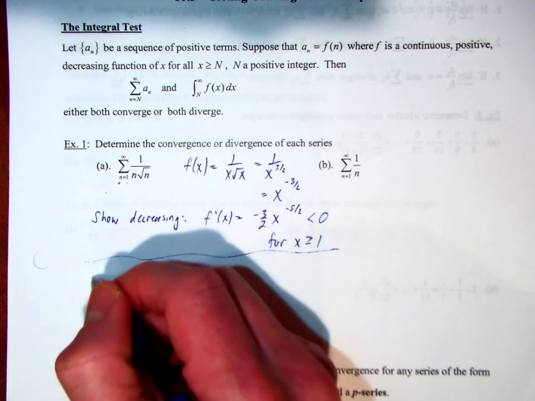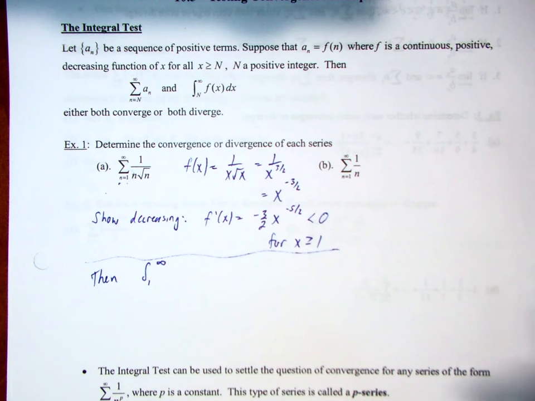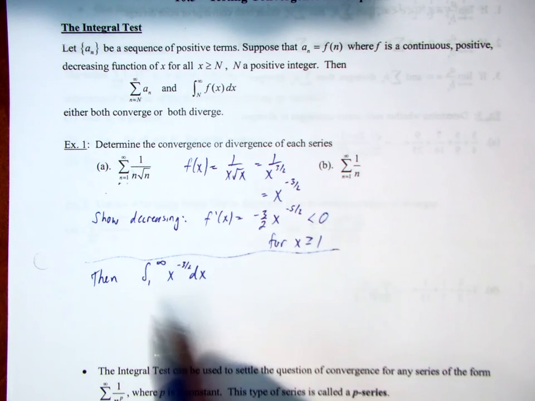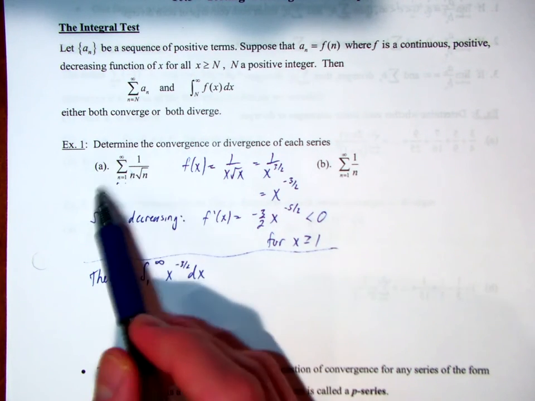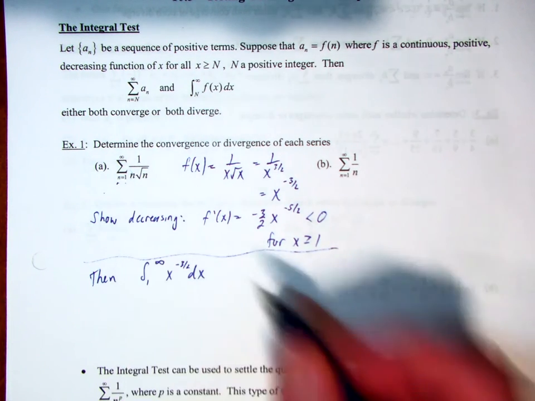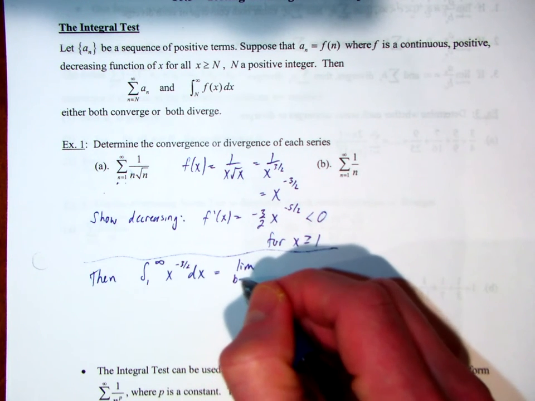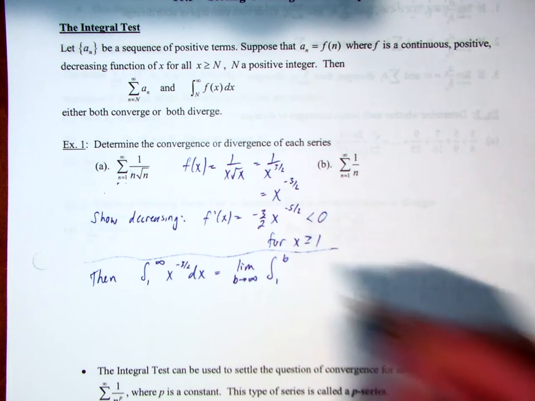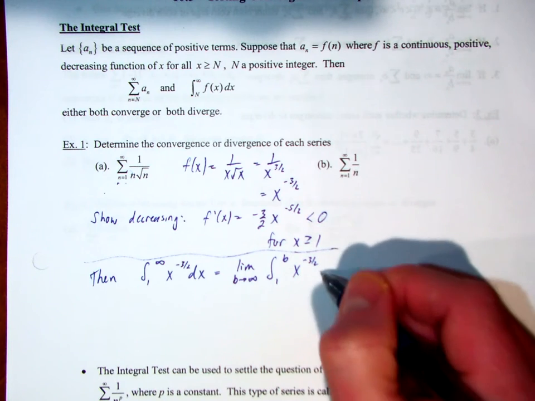Okay, so now I want to find this improper integral. The integral from 1 to infinity of x to the negative 3 halves dx. Again, if this integral converges, then this series converges. If this integral diverges, then this series diverges. So remember back to improper integrals, we replace the infinity sign with the letter b, and then we take the limit as b goes to infinity of the integral from 1 to b of x to negative 3 halves dx.